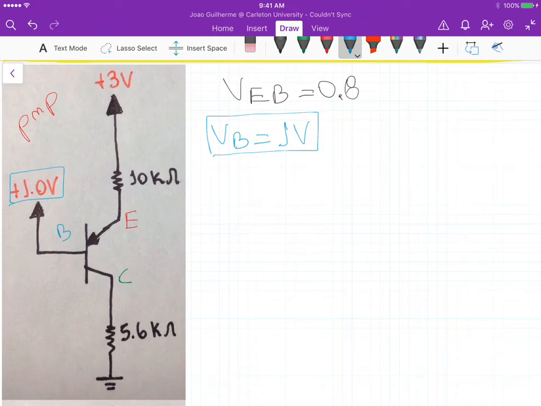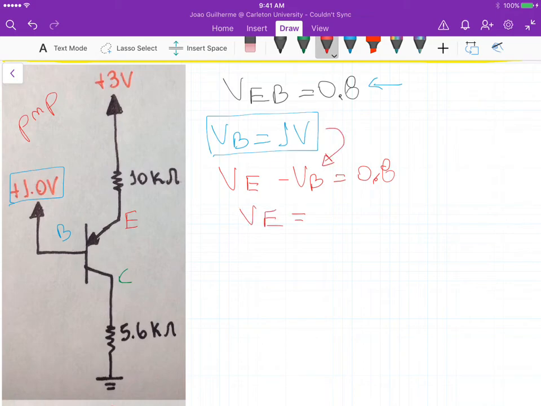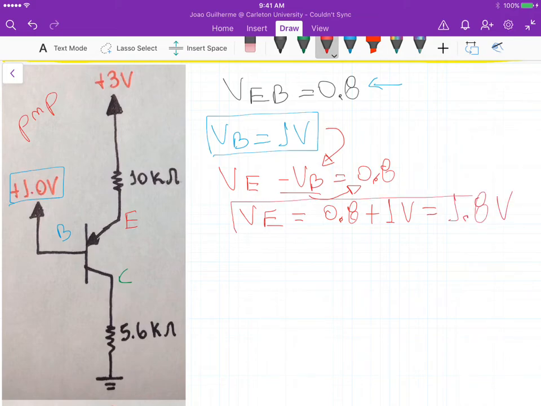And if we expand this one here, we can actually calculate the voltage at the emitter, right? Because VE minus VB is equal to 0.8. So we can substitute this one here, and our VE is equal to 0.8 plus 1 volt, right? If we put this one on the right hand side, which is 1.8 volts, which is the second quantity that we need to define here.